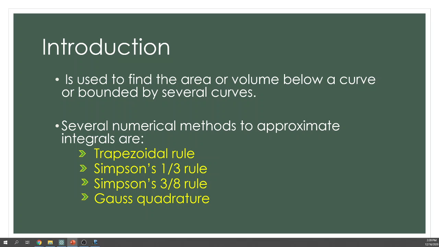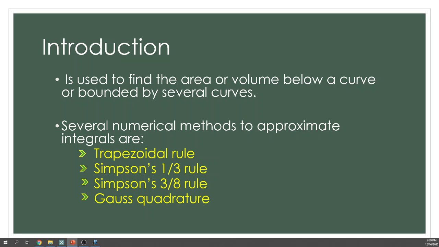So as an introduction, integration can be defined as anti-differentiation. Previously we studied differentiation, and now it is actually the reverse, or anti-differentiation. There are a lot of wide applications. You can use it to find the area or the volume below a curve or bounded by several curves. For example, if we have the acceleration, we can use integration to find the velocity and also the distance.